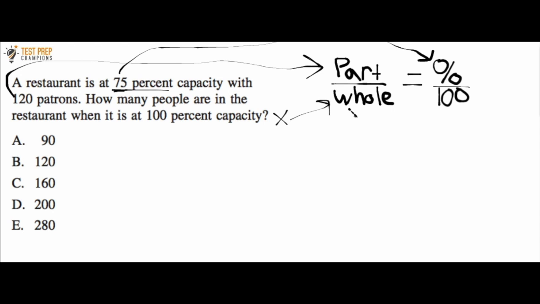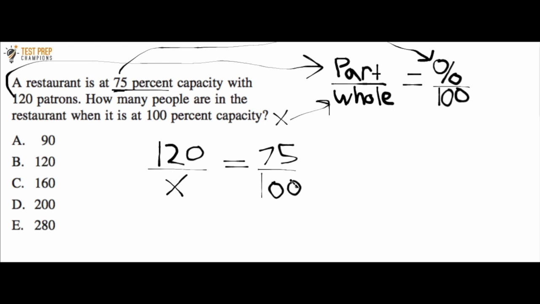All right. 100% capacity means the whole thing is filled. That's what we're trying to find. So I'm going to put an x in the formula in place of the whole. And like I said, at 75%, only part of it's full. So I'm going to put 120 in here for a part. All right. So if I rewrite this, I have 120 divided by x equals 75 over 100. All right, so hopefully it makes sense how I got this far.